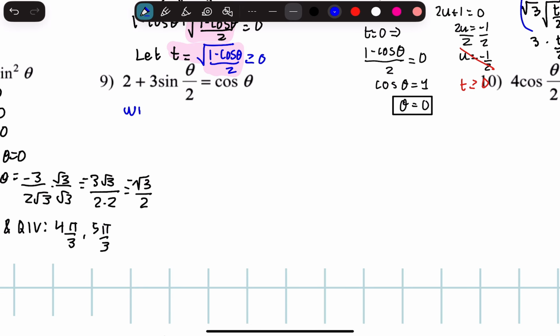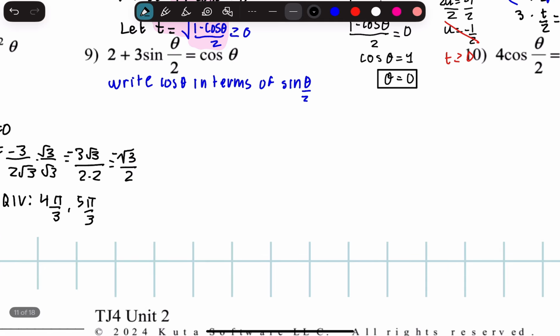Okay, I'm going to write that as a note. Write cosine theta in terms of sine theta over 2. So what you're going to do is you have cosine of theta is equal to 1 minus 2 sine squared theta over 2. Now we're going to let s be equal to sine theta over 2.